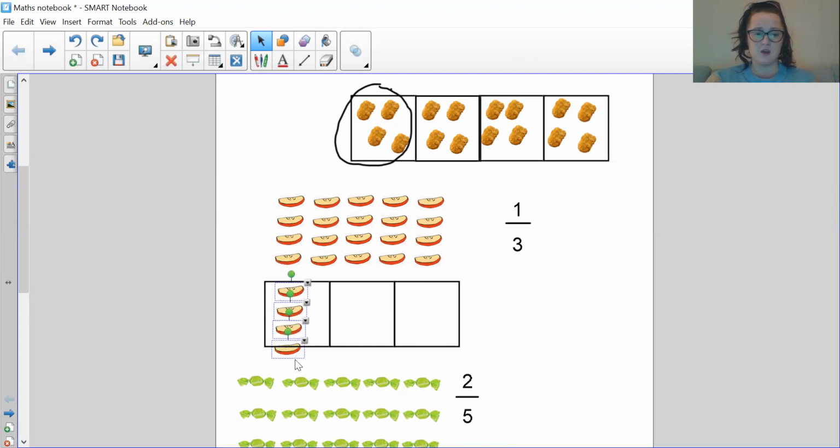So I've got 4 here and I'm going to pop 4 in there. That didn't work as I planned. But let's do the same again. Oh, that worked a bit better, didn't it? Let's do the same again.